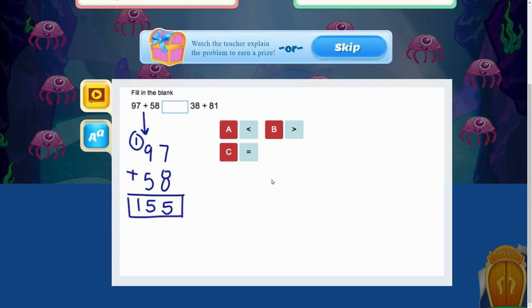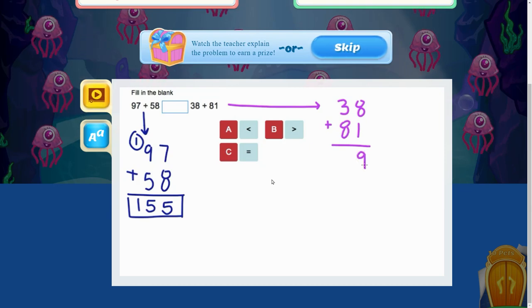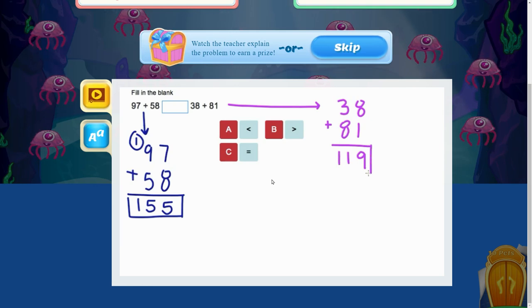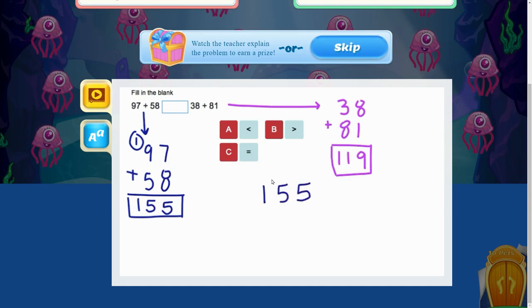Let's go ahead and solve 38 plus 81. We have 8 plus 1 equals 9. 3 plus 8 equals 11, so we're going to carry 1 over to our hundreds place. We have 119. So now we have 155 and 119.